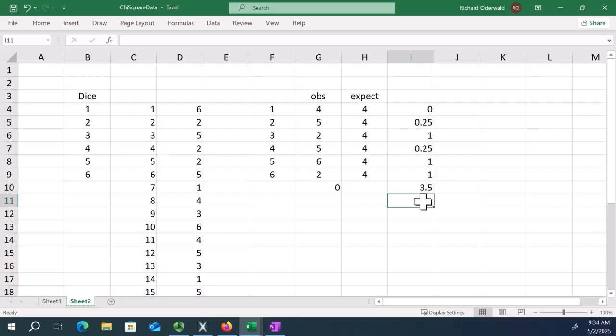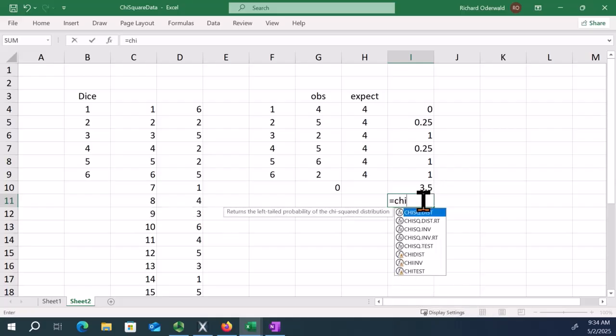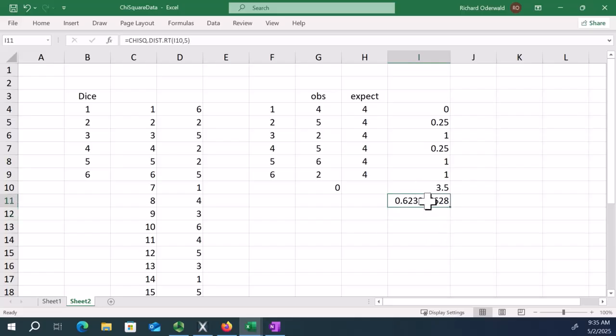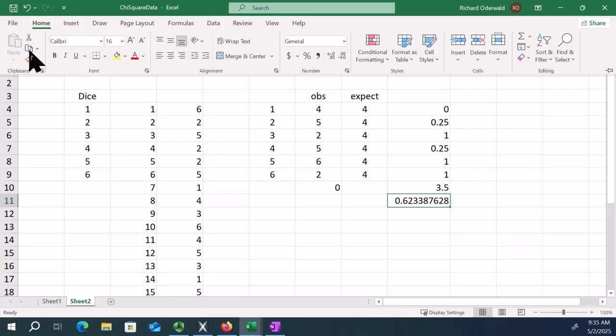So here equals CHI, and I want CHISQ.DIST.RT, right tail. There's the statistic and 5 degrees of freedom. And I have a p-value, a tail value of 0.62. That's nowhere near any kind of significance.